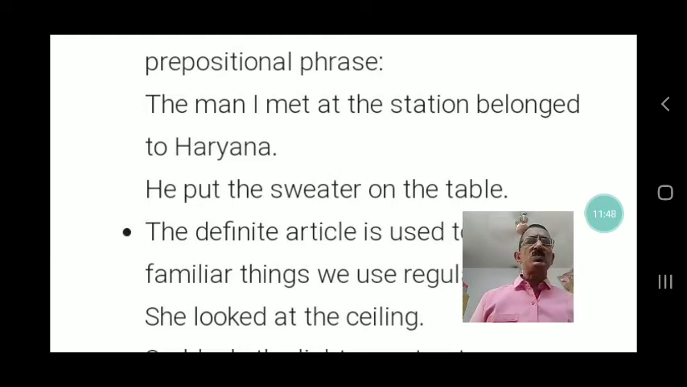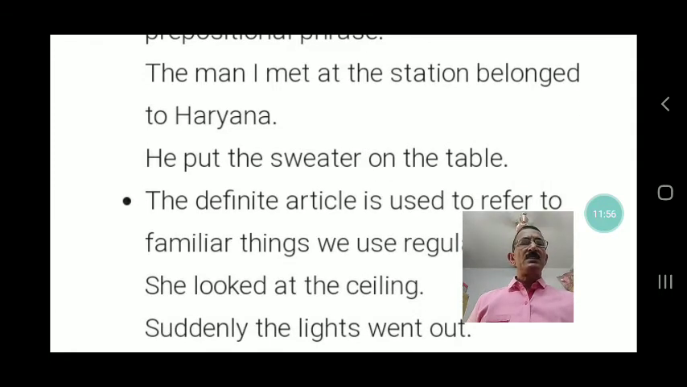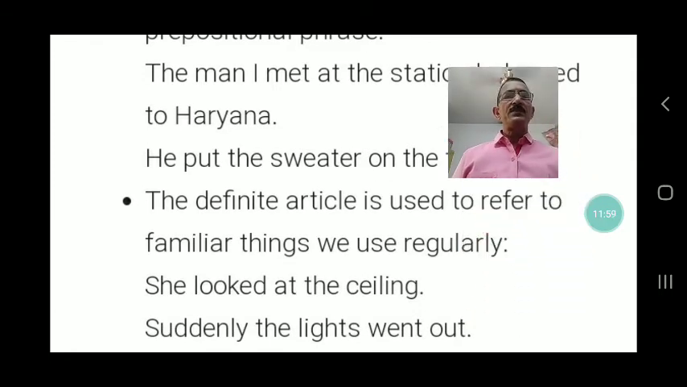He put the sweater where? On the table. So the table is the fixed place. The sweater is the definite thing. The definite article is used to refer to familiar things we use regularly. She looked at the ceiling. Suddenly, the lights went out.